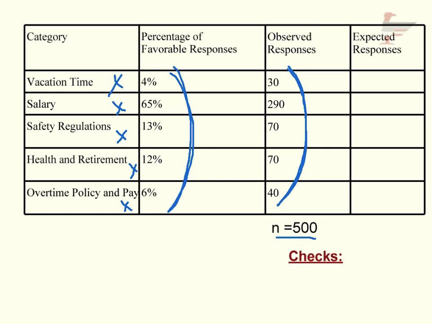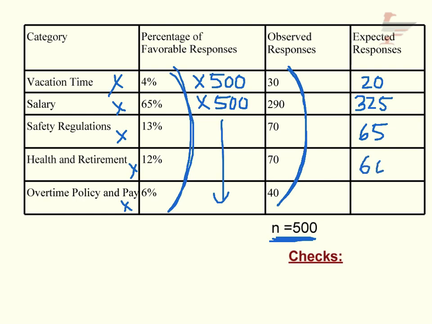Now what we want to do is see exactly what we should expect for these 500 employees if things have not changed from last year. So what we do is we multiply this distribution, each category, by 500, and these will be our expected numbers. So for vacation time, we would expect about 20 employees would list that as a favorable response. And for salary, it would have been 325, 65 for safety regulations, 60 for health and retirement, and then 30 for overtime. You can see that these numbers don't quite match up perfectly.